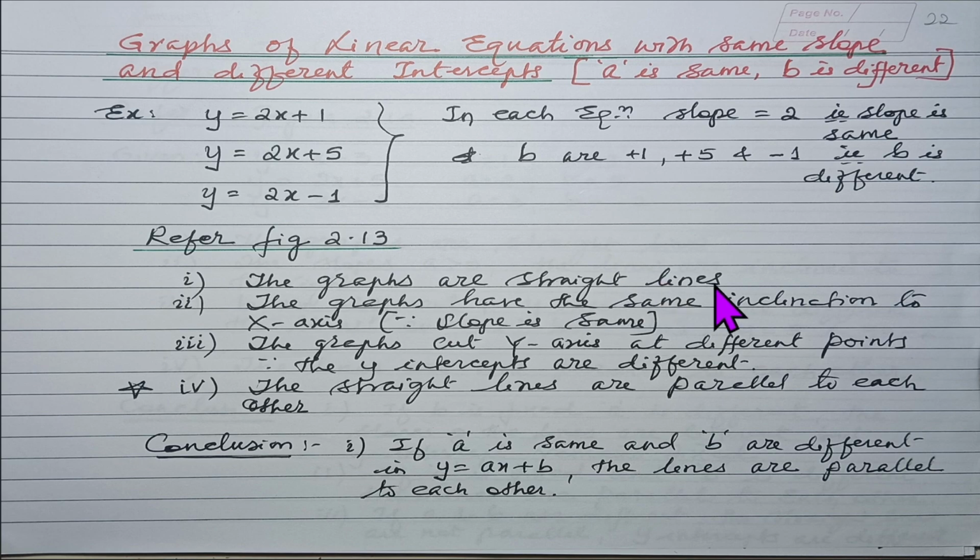Please remember the description I have given here. The graphs are straight lines. The graphs have the same inclination to the x-axis because the slope is the same. The graphs cut the y-axis at different points because the intercepts are different, and the straight lines are parallel to each other. So please remember that.